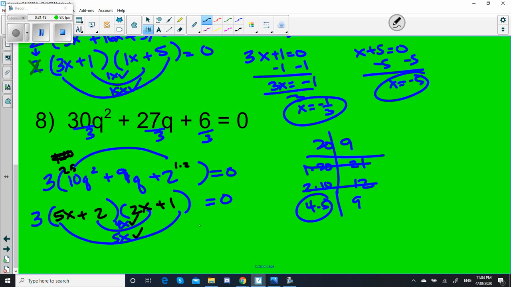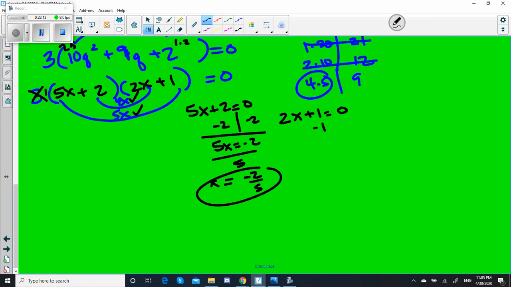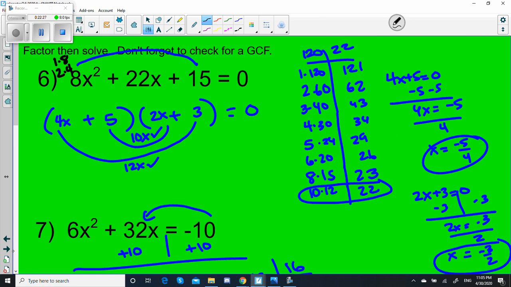Now I set both of the parentheses, or anything with an x, equal to 0. The 3 doesn't have an x, so I don't set that equal to 0. So 5x plus 2 equals 0, and 2x plus 1 equals 0. So these are both two-step equations. On this first one, I'm going to subtract 2, and then divide by 5. So I get negative 2/5. And on the second, I subtract 1 and divide by 2, which gives me negative 1/2. So I got 2 fractions. Fractions are completely fine. If you want to put them in as decimals, you can, but it is not necessary.